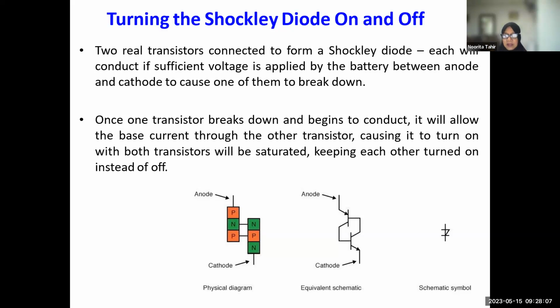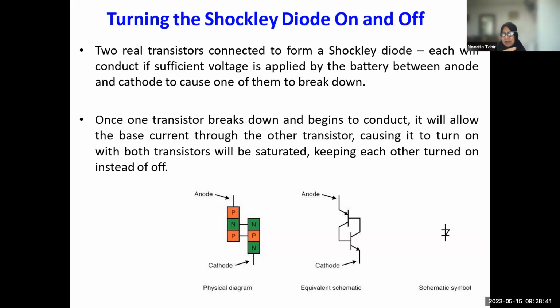Even if the applied voltage is reduced to a point below where the Shockley diode started conducting, it will remain conducting, because both transistors feed base current to one another and maintain the conduction. So how can we turn it off? This is done by reducing the applied voltage to a much lower point where too little current flows to maintain the transistor bias.